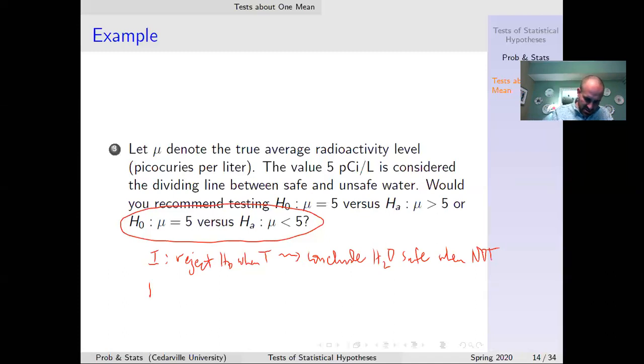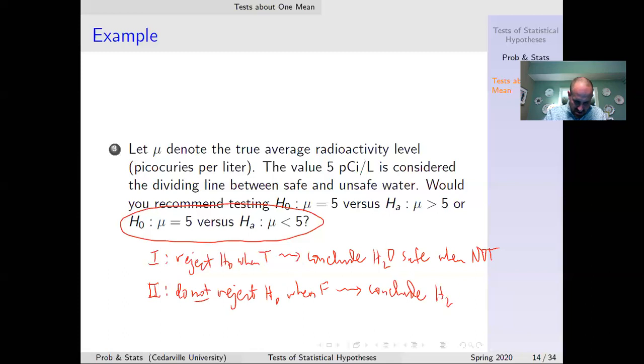What's the type 2 error? Okay, so you do not reject the null when it's false. So what would you do? You would conclude that the water is unsafe when it is.